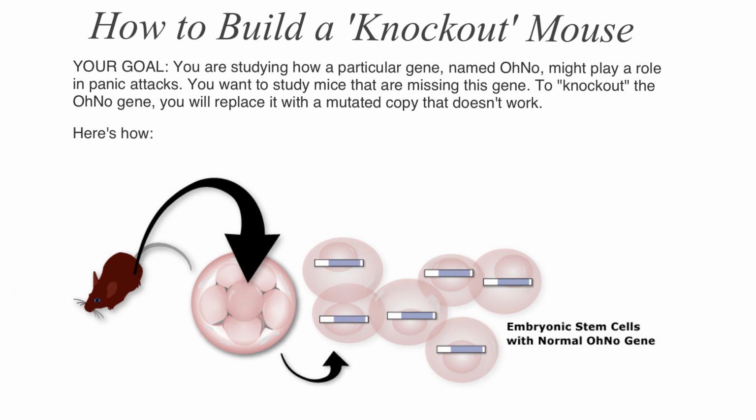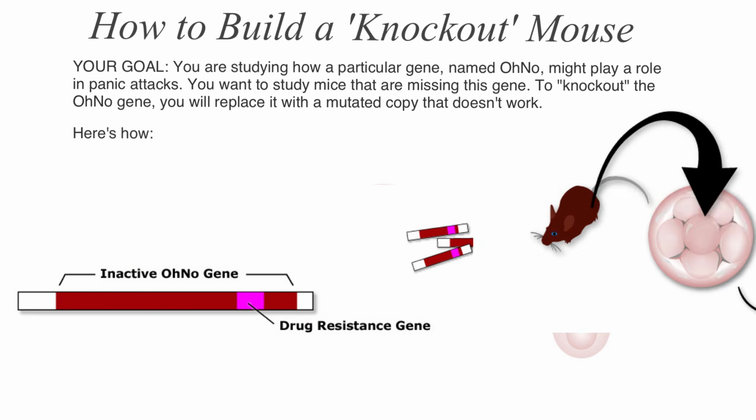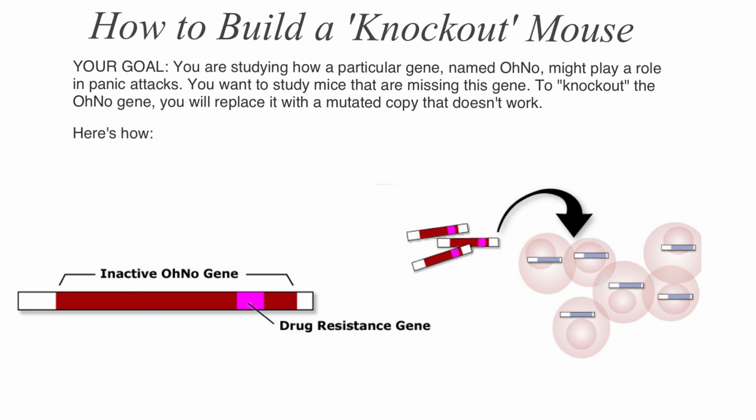Step number 1: you have to isolate embryonic stem cells that originated from male brown mice with a normal ONO gene, shown here in blue. Step number 2: you have to add an inactive gene with a marker. To the cells, add a copy containing a mutated, inactive ONO gene, shown here in red, and a drug-resistant marker gene, shown here in pink.